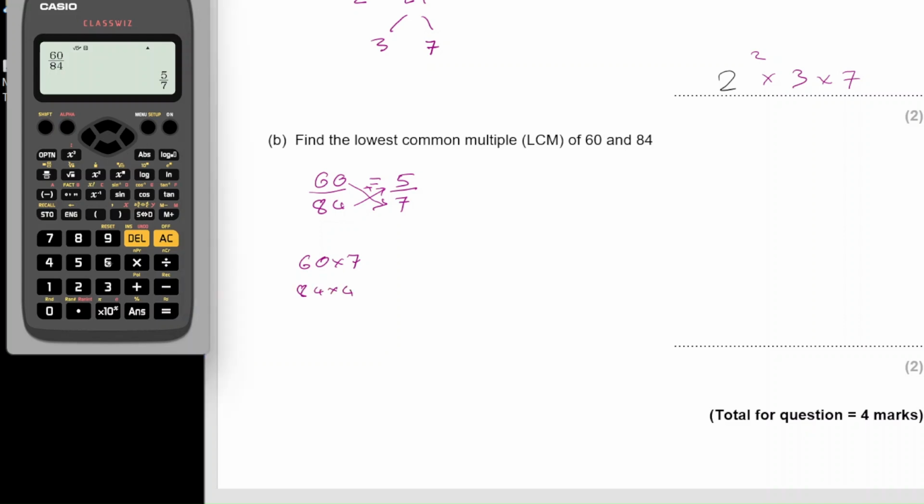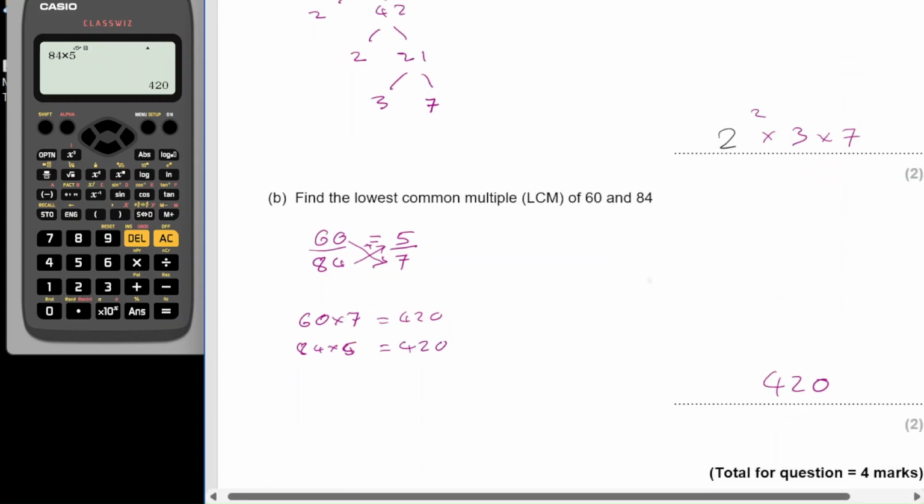Both give you the same value, so 60 times 7 equals 420, and also 84 times 4 will also equal, there we go, I should have times it by 5. Laughing at myself, 420. That's how I would do it on a calculator paper.